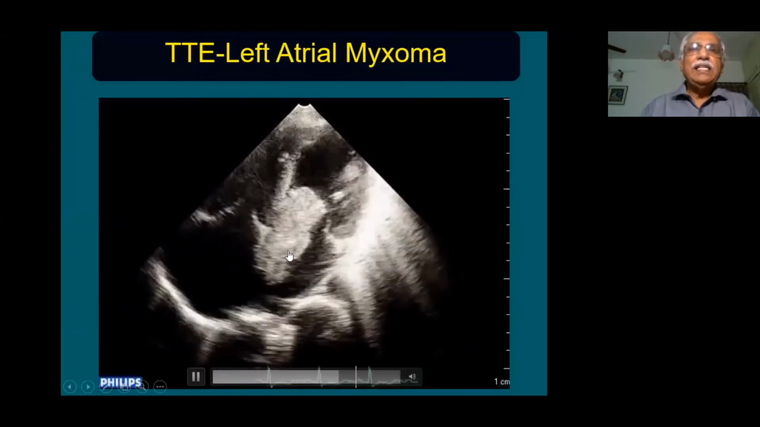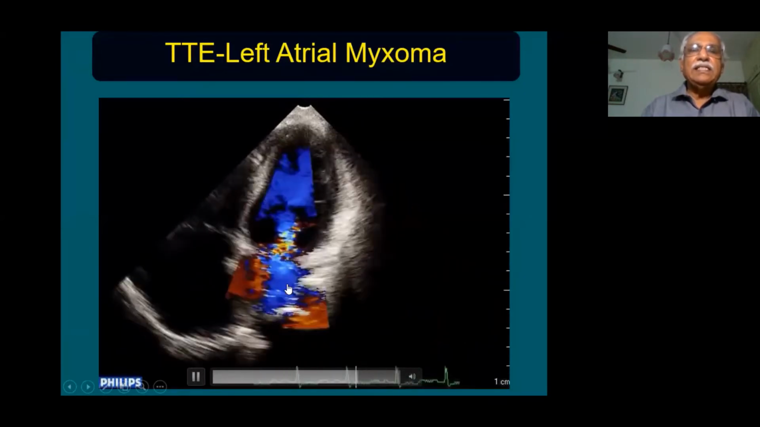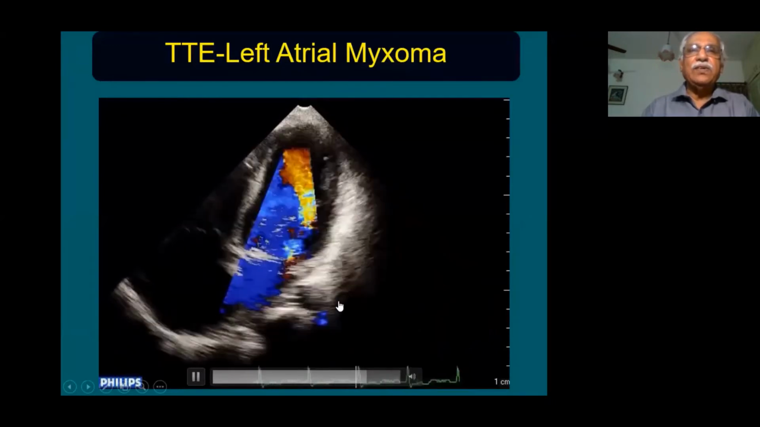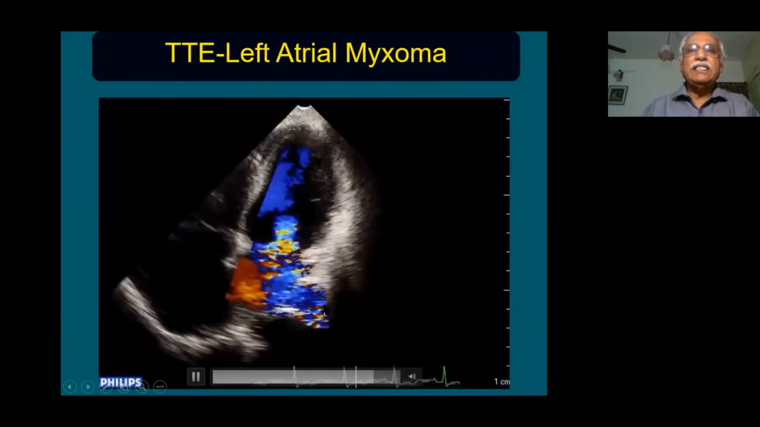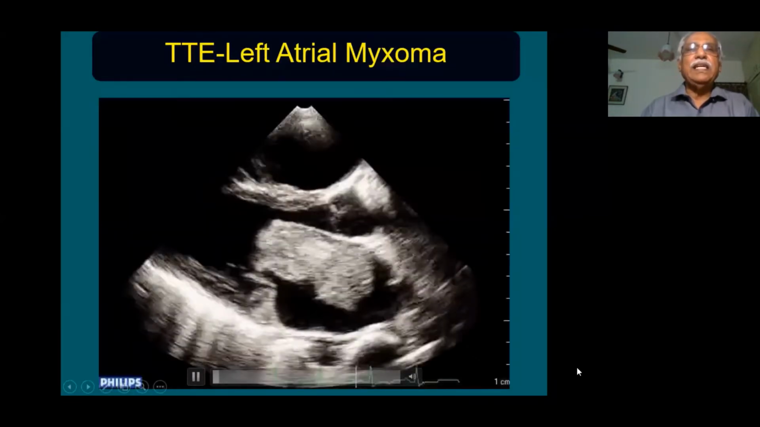So you can see clearly that the mass is attached to the middle portion of the interatrial septum, and it is protruding through the mitral valve, producing mitral stenosis, and there is some degree of mitral regurgitation also. You can see the gradients are increased, the peak and the mean gradients are increased, and there is a mitral stenosis with regurgitation.